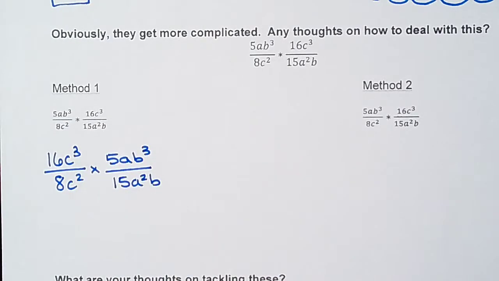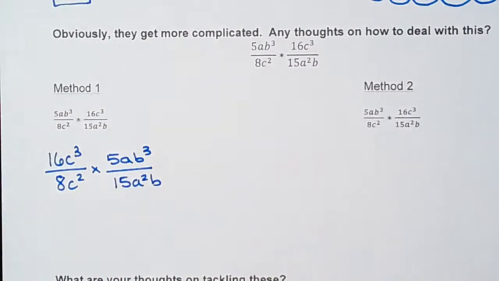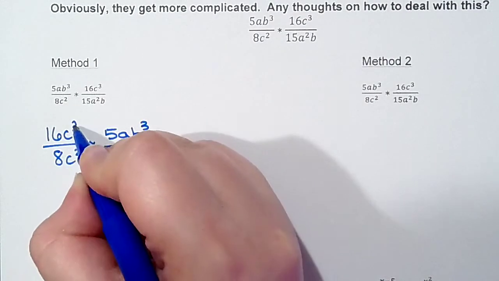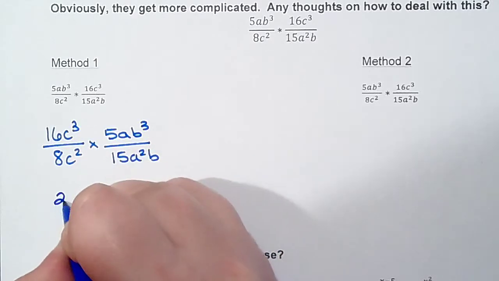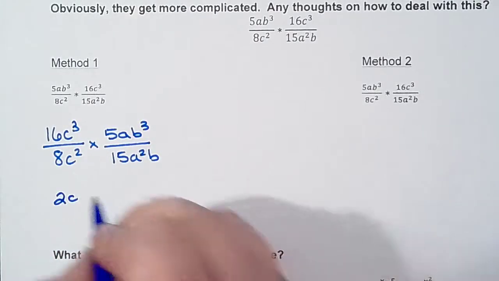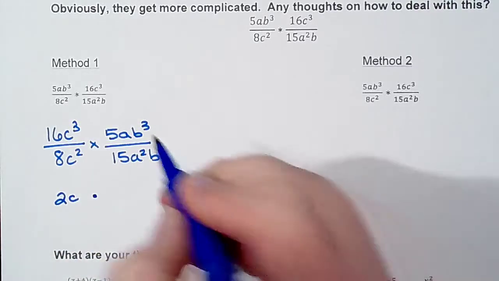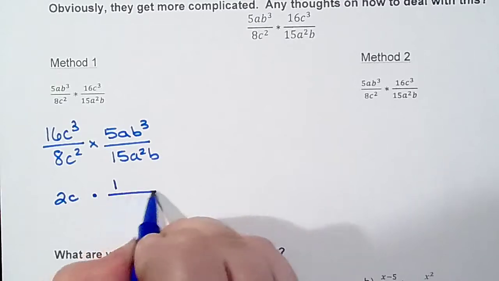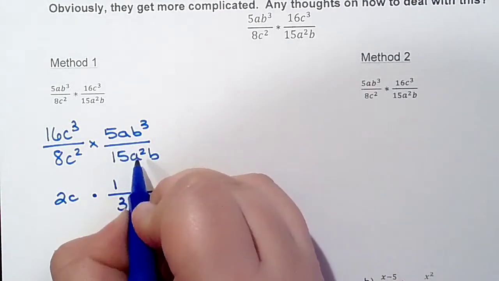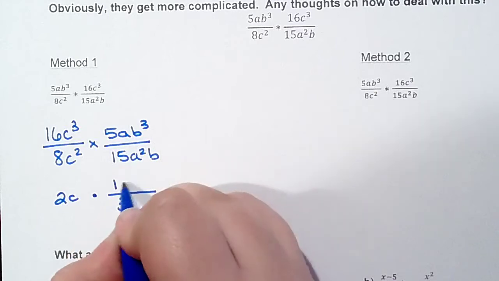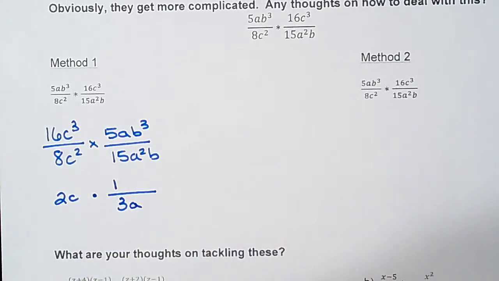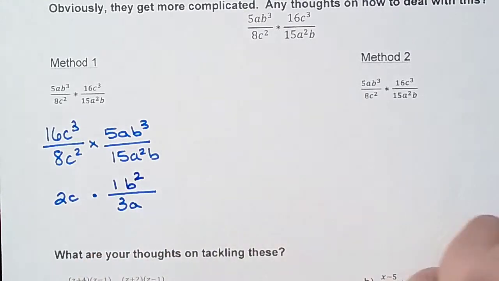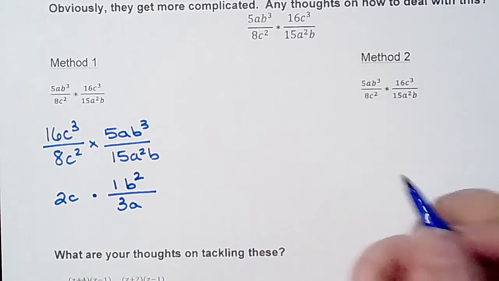This is easier to cross reduce because now we're just reducing fractions. Nothing wrong with this method. 16 over 8 is 2, c3 over c2 is c. So my left side becomes 2c. I then need to multiply that by this reduced. 5 over 15 is the same thing as 1 over 3. A over a squared is a to the negative 1 on top, which we then move to the bottom. And b to the 3 over b becomes b squared on top. From there, we just simplify.